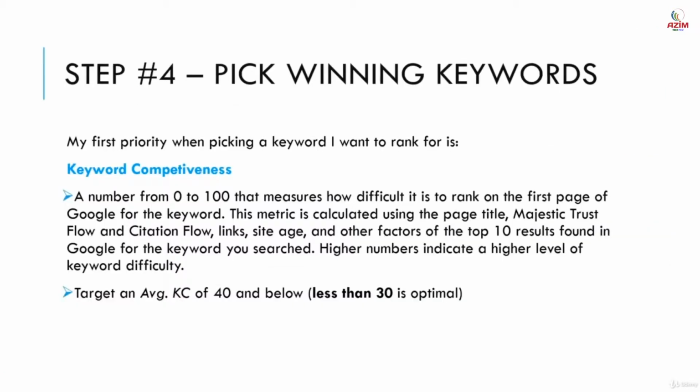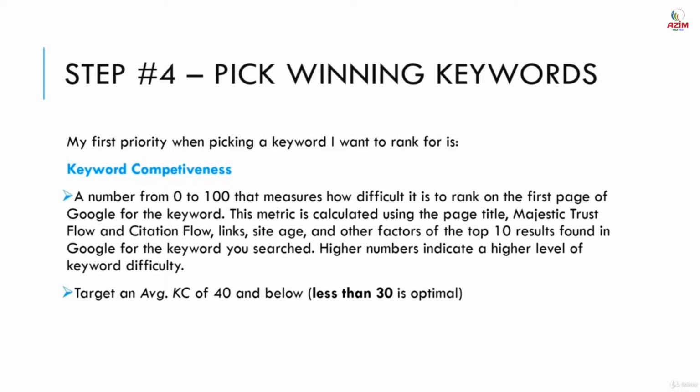Step 4 is picking the winning keyword. My first priority when picking a keyword I want to rank for in Google is keyword competitiveness. This is a number from 0 to 100 that measures how difficult it is to rank on the first page of Google for that keyword.